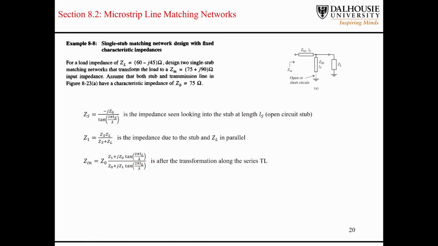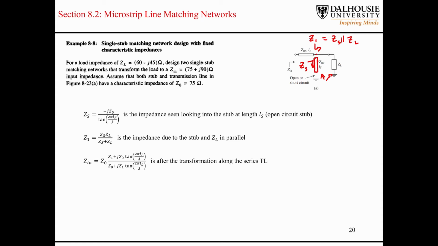The next thing we need to do is figure out the geometry of this stub. I am saying that the impedance seen looking into the stub is going to be Z sub S. The input impedance seen looking into the parallel combination of the load impedance and this stub that we're designing is Z1. So that's the next step, figuring out the length of this stub and deciding if it's going to be open or short circuit.